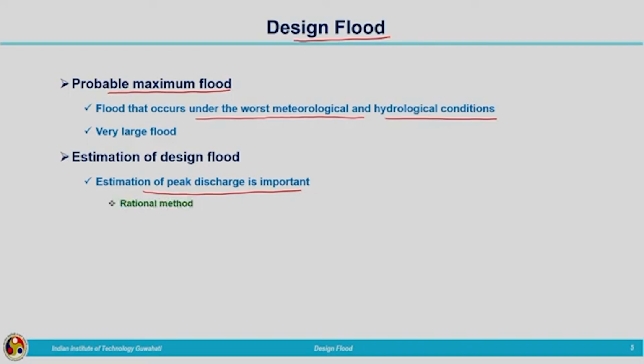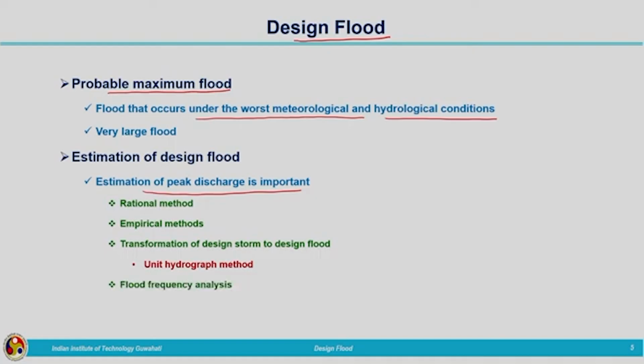Peak discharge estimation we have seen with the help of the rational method, different empirical methods, and transformation of design storm to design flood by making use of the unit hydrograph method and flood frequency analysis. For this transformation of design storm to design flood using the unit hydrograph method, we haven't solved any example in this module, but we know how to determine the flow hydrograph by making use of the unit hydrograph. That we have discussed and solved in some examples during hydrograph analysis. The same technique we need to make use of here for finding out the design flood based on the unit hydrograph approach.